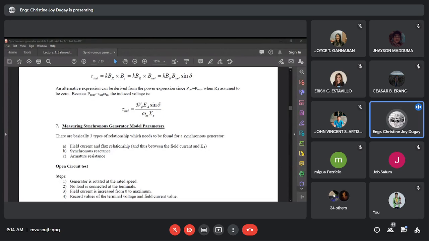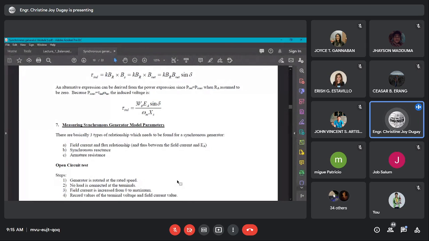So if no more questions, we have number 7, measuring the synchronous generator model parameters. Paano natin ngayon ma-measure yung model parameters po natin? That could either be open circuit test or short circuit test. Yun lang po yung gagamitin natin dyan. So basically, the 3 types of relationship which need to be found in a synchronous generator are the field current-flux relationship, the synchronous reactance, and the armature resistance.